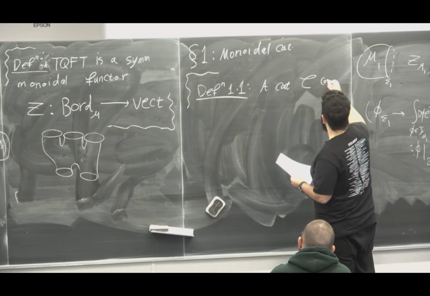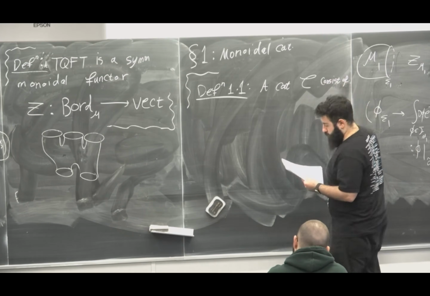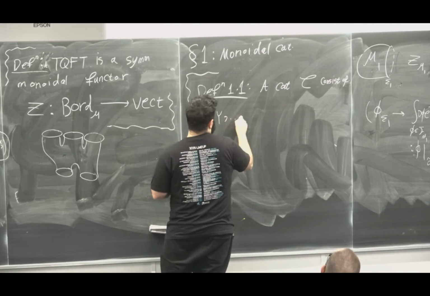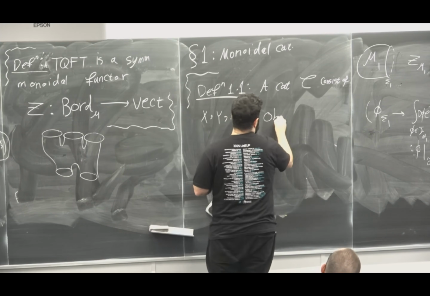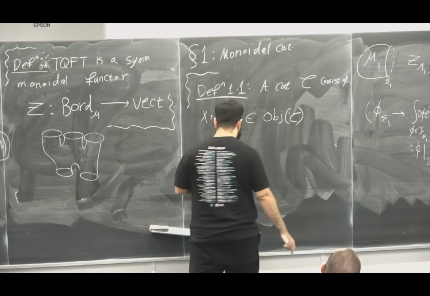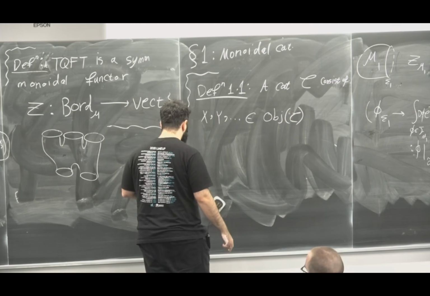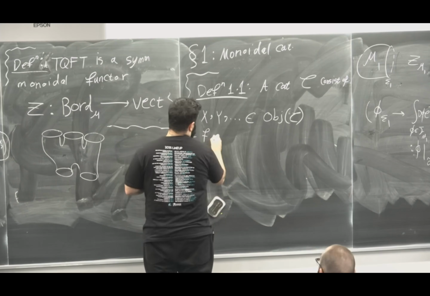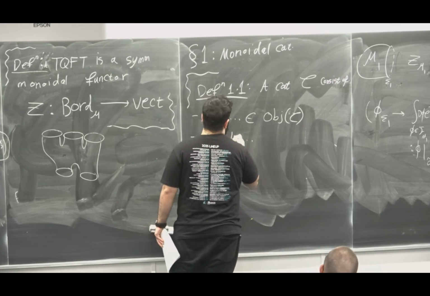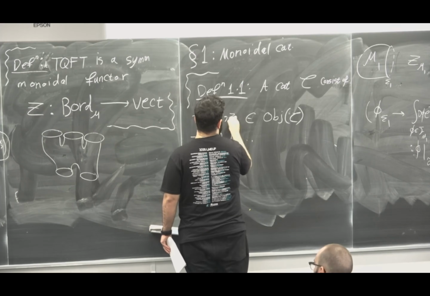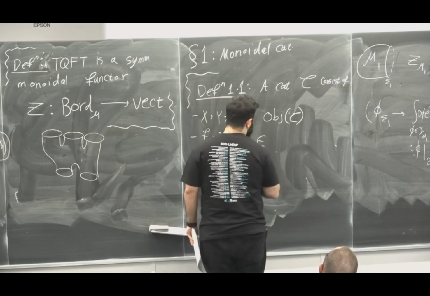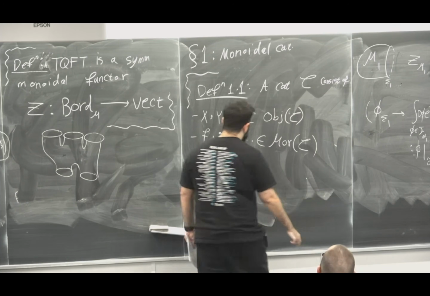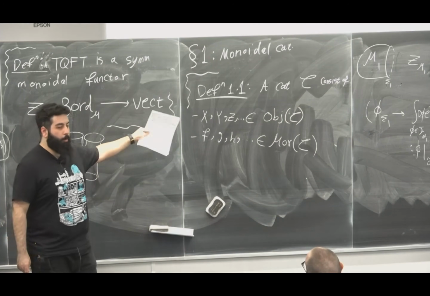A category, math cal C, consists of a collection of objects. So I'm just going to write X, Y, and so on, that are elements of C, and a collection of morphisms, f, g, h, and so on. We can put C here because we're going to use it, which are going to be in this category. These are going to be homs between objects.